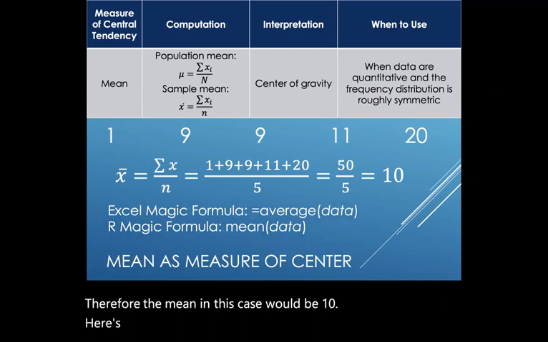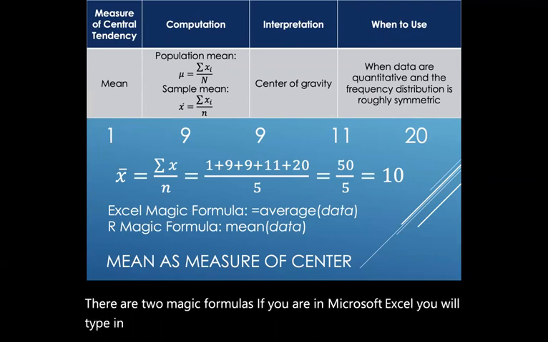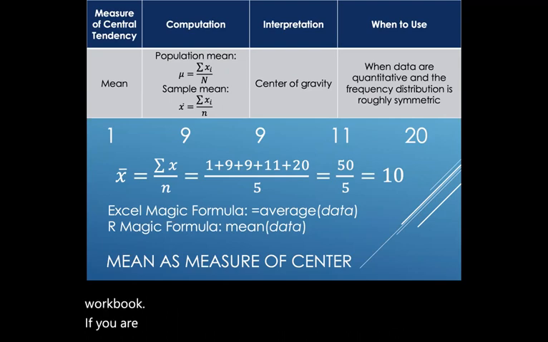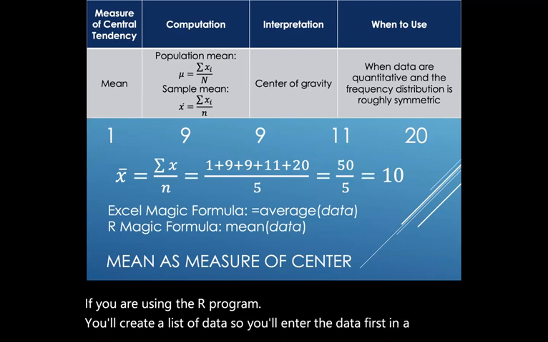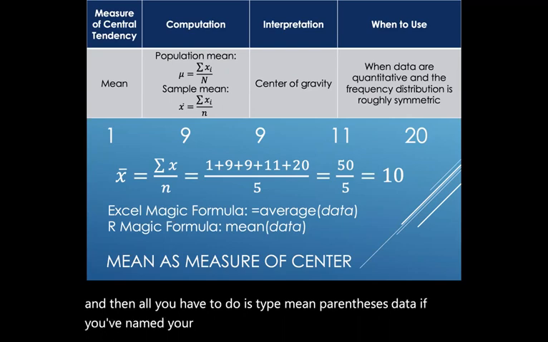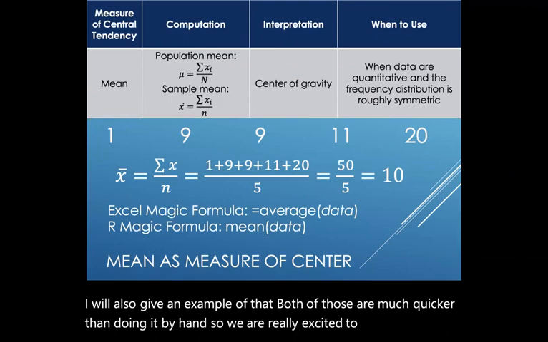Now, here's the really great news. That seemed like a lot of work and a lot of computation. There are 2 magic formulas. If you are in Microsoft Excel, you will type in equal average, and within the parentheses, you'll put the cells that your data is in. I will provide examples of that in a workbook. If you are using the R program, you'll create a list of data. So you'll enter the data first in a list, and then all you have to do is type mean parenthesis data if you've named your data data. I will also give an example of that. Both of those are much quicker than doing it by hand. So we are really excited to have technology in this class.